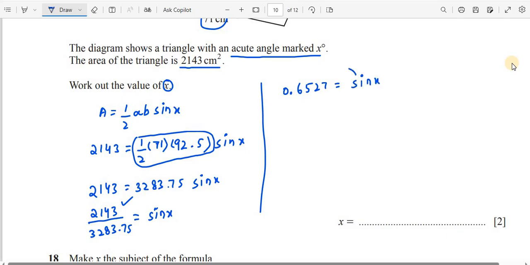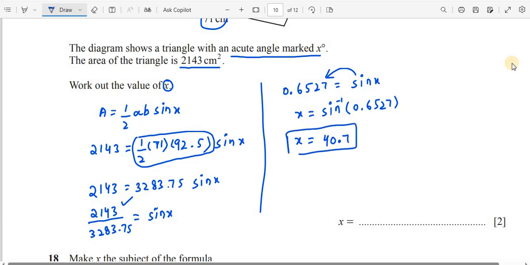To find x, shift sine to the other side. So x is equal to sine inverse of 0.6527. Calculate sine inverse of 0.6527, which is equal to 40.7. So x is equal to 40.7 degrees. The final answer is 40.7 degrees.